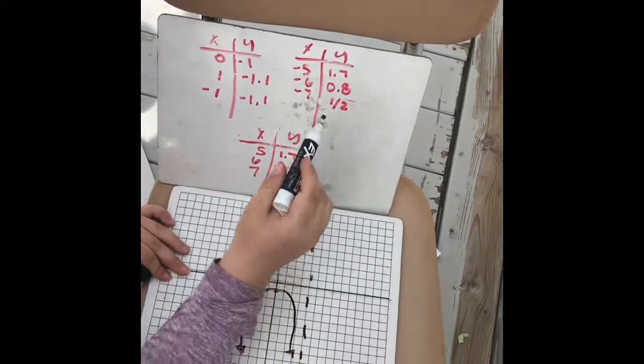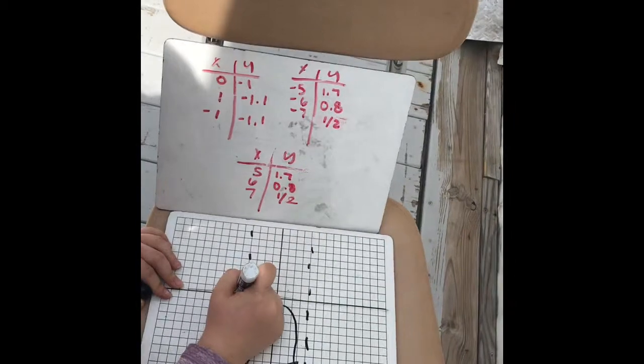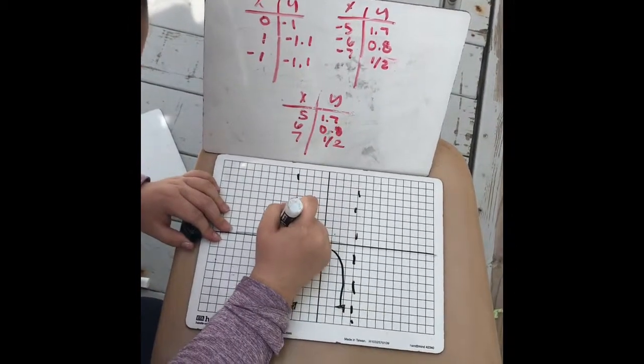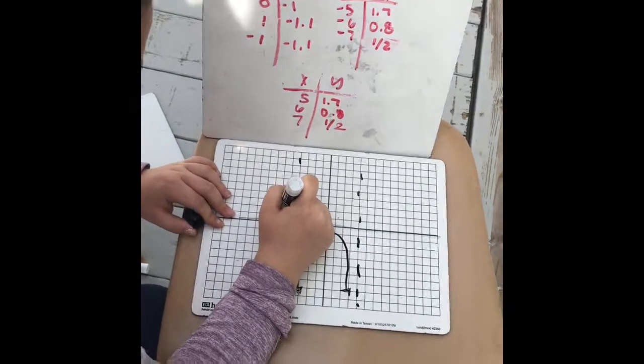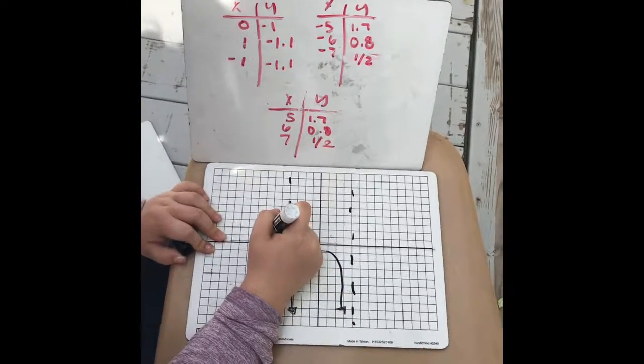And then over here we have negative 5, negative 6, and negative 7. So negative 5 is 1.7. Negative 6 is 0.8. And then negative 7 is 1/2.